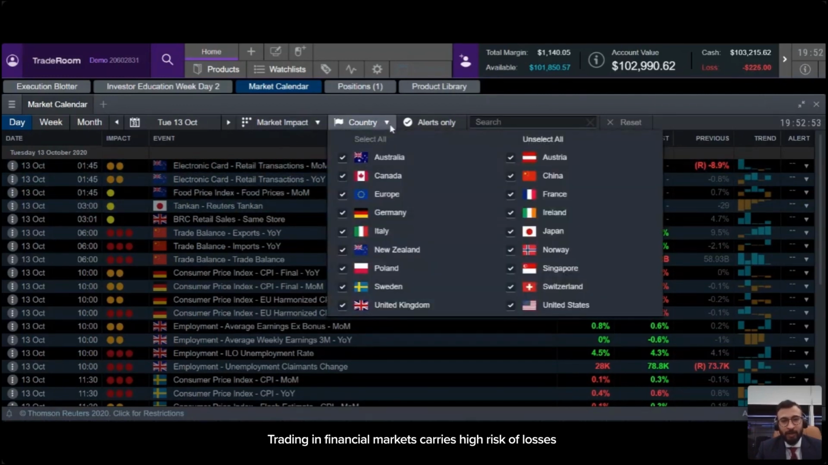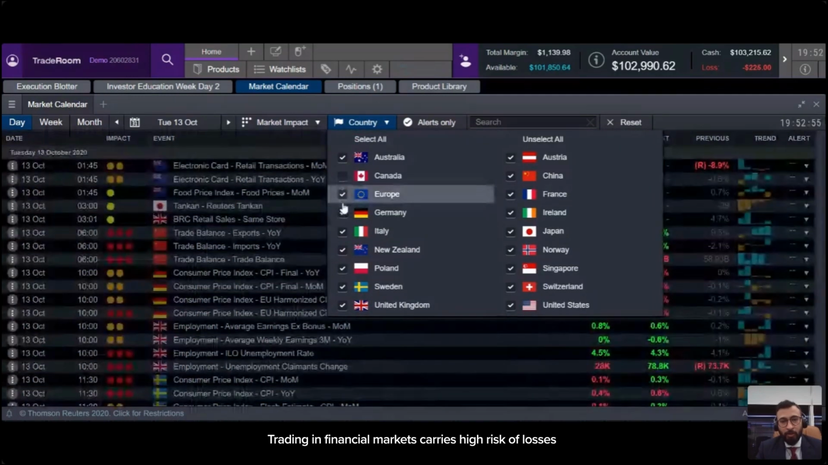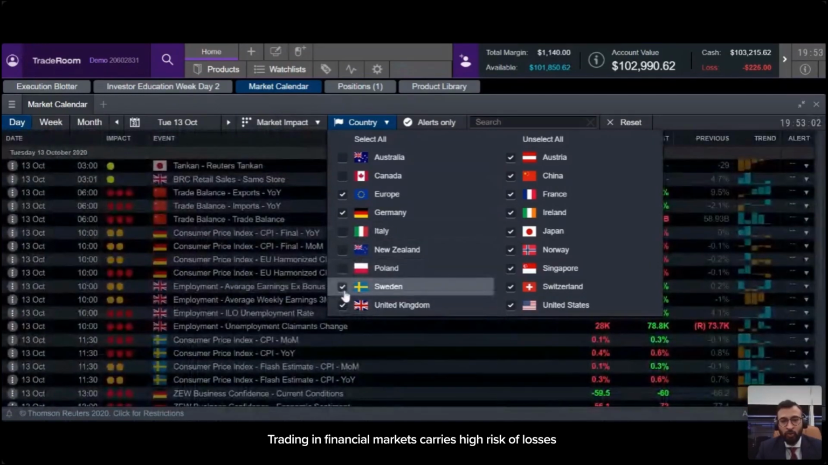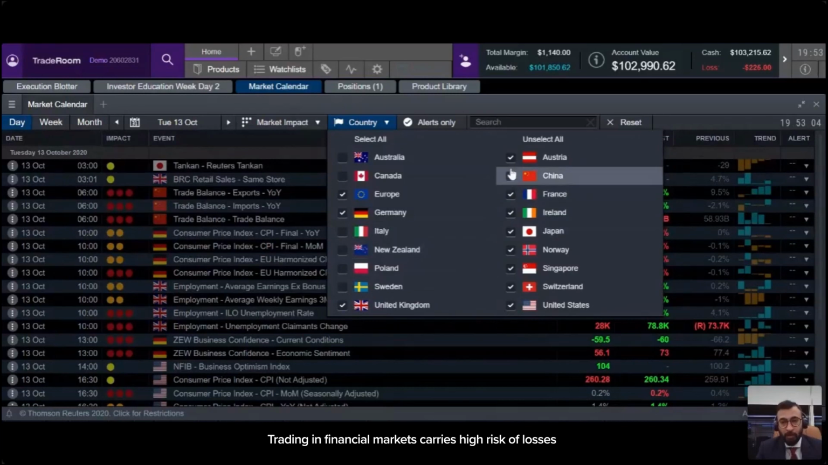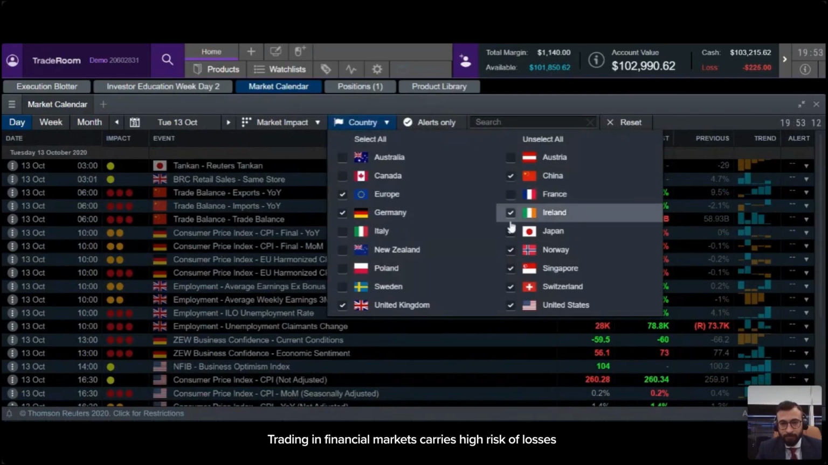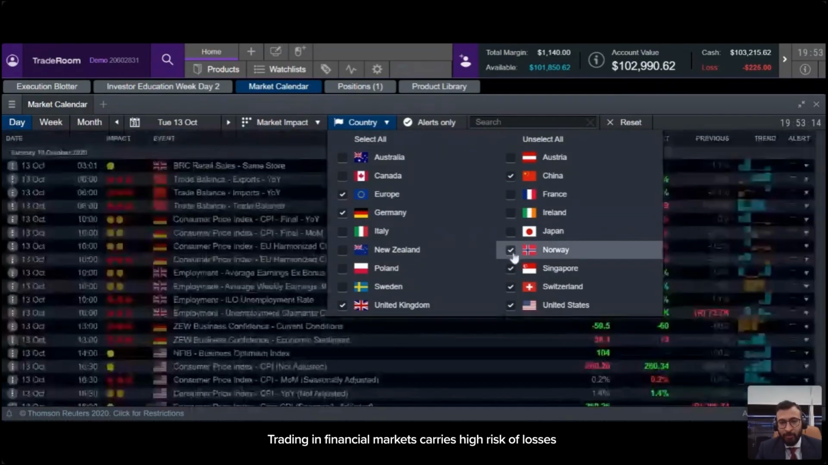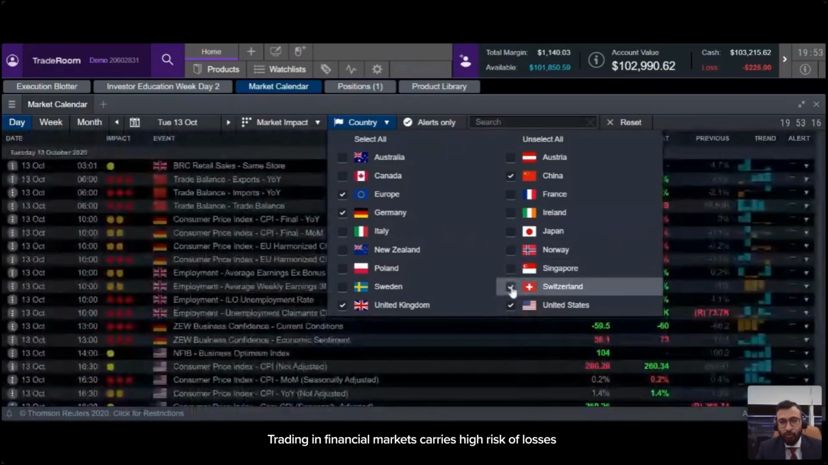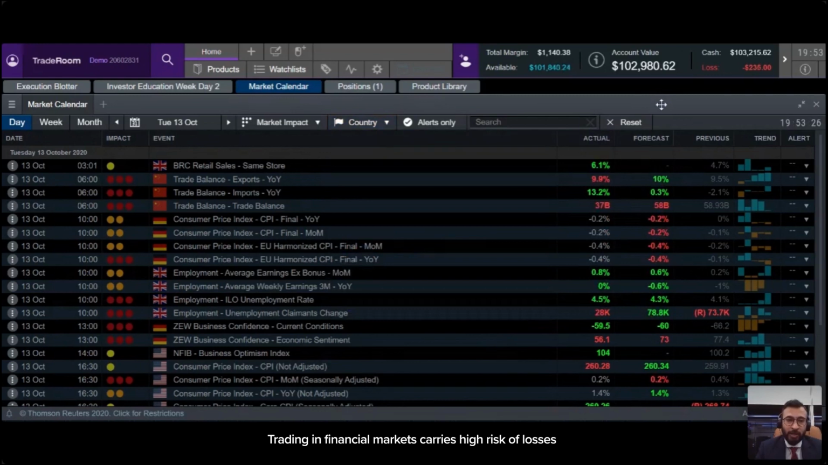First, country wise. So Canada, not that important. Europe, Germany is important. Australia may or may not. Italy may not. New Zealand may not. Poland, Sweden may not. UK important. China is important. France as well. Ireland may not. Japan may not. Norway, Singapore. Of course, if you trade in any of those, then that will be important for you. But I'm just going to put UK, US, Europe, Germany, China. I've put this. So I've selected my countries.